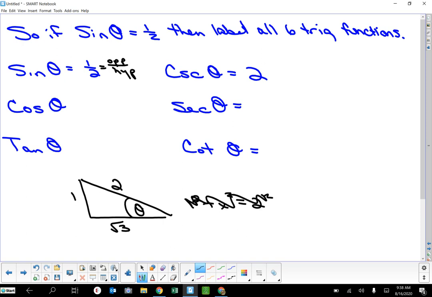Okay? And then you can find out what all of these ratios are, right? So cosine is going to be adjacent over hypotenuse. So that's going to be radical 3 over 2. Tangent's going to be opposite over adjacent. Now, that's going to be 1 over radical 3.